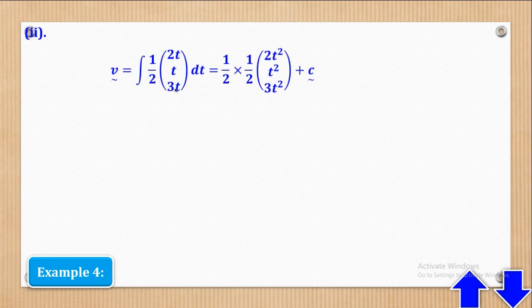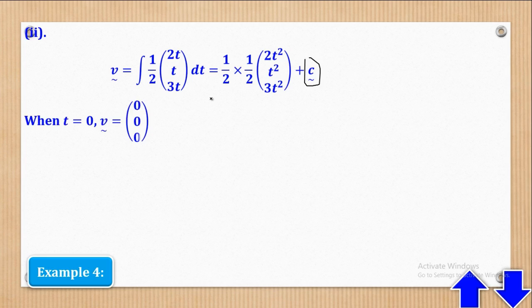When I integrate this, the half will remain here. Then when I integrate, this will be t squared over 2, and this will be t squared over 2, and this will be t squared over 2. So this will be t squared over 2 times 2, and this one t squared over 2, and this one t squared over 2 times 3. The denominator is pulled out to bring a half, so that I remain with 2t squared here, t squared here and 3t squared here. Then plus the constant of integration, which is c, but it has to be in vector form.